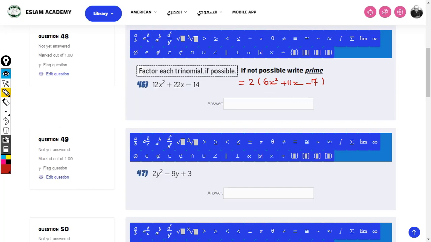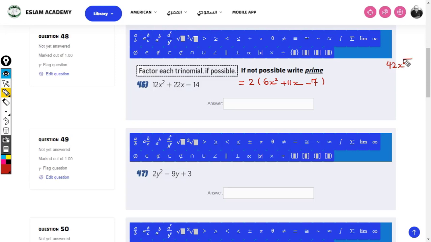Now this expression is not a perfect square trinomial because we can't find the square root of 6, and 7 is negative. Now factorize the trinomial. The coefficient of x² does not equal 1. Once the coefficient of x² does not equal 1, just multiply the first by the third. 6 multiplied by 7 equals 42x².